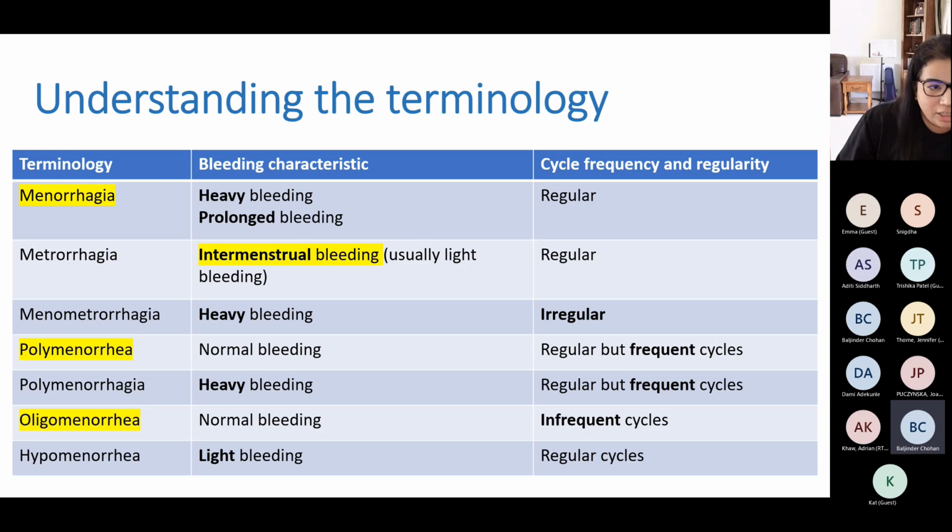And so that's metrorrhagia. Now, if you have heavy bleeding, and even the intermenstrual bleeding part of it is heavy, then it's called menometrorrhagia. The problem with this is that you don't know what is the normal menstrual period, and you don't know what is the intermenstrual bleeding, because it's always heavy. So what sort of history will this patient tell us if she's having menometrorrhagia?